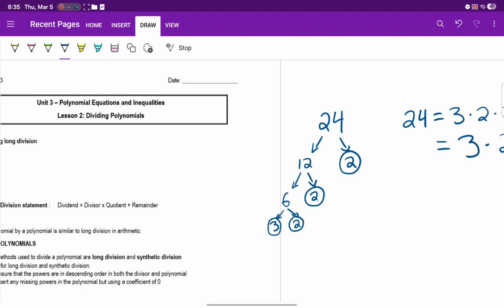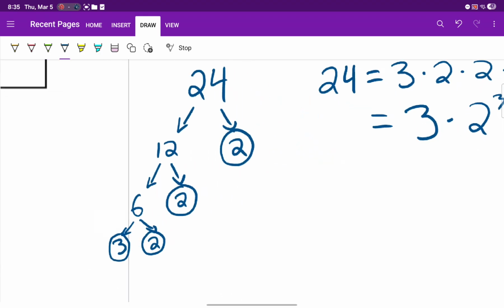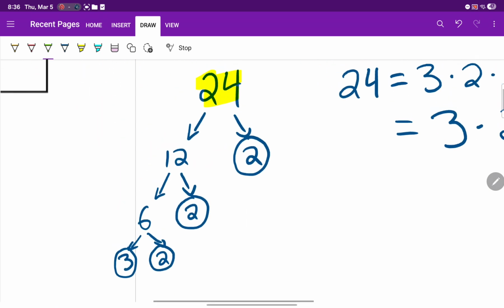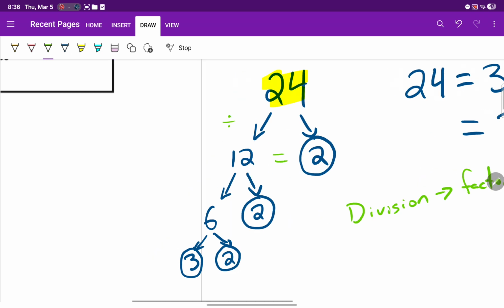Now notice that one way of factoring here is that I'm taking 24 and dividing it. Oh, I apologize there. I'm dividing it by 12. And that's how I get another 2, right? So there's this connection between dividing numbers and finding factors: when we divide, that helps us find factors, okay? So we're going to use that idea that division gets us to factors in today's lesson. All right.